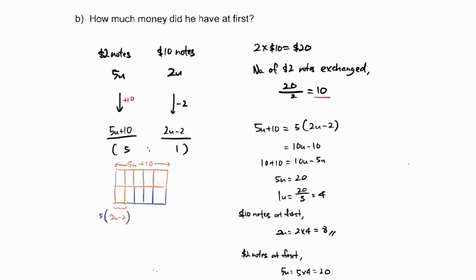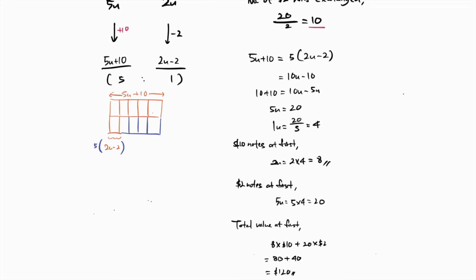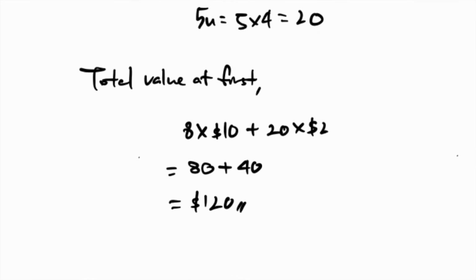Okay, we actually need to know, well, we know that there were 8 $10 notes. We need to now know how many $2 notes there were. So we're interested in 5 units. So 5 units is therefore 20. 1u is 4, 5u is 20. That's 20 $2 notes, right? And 8 $10 notes. What's the value at first? 8 $10 notes, 20 $2 notes. That's $80 plus $40, that's $120.